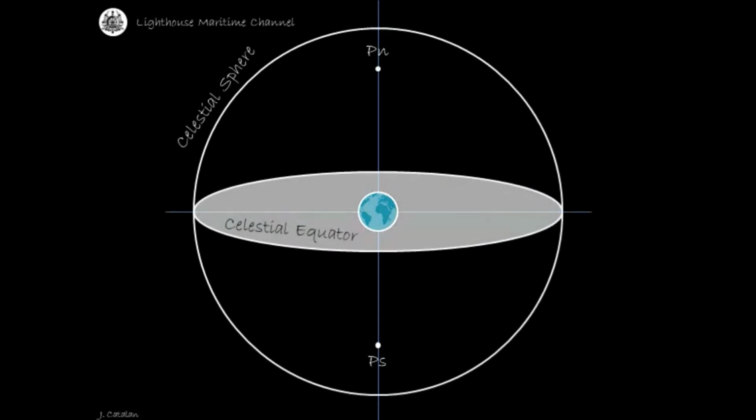Celestial sphere is an imaginary sphere of infinite radius, with the Earth at its center. The extension of the Earth's poles is the celestial poles, namely celestial pole north and celestial pole south. And the great circle, which is formed by projecting the plane of the Earth's equator, which is everywhere 90 degrees from the celestial poles, is the celestial equator.